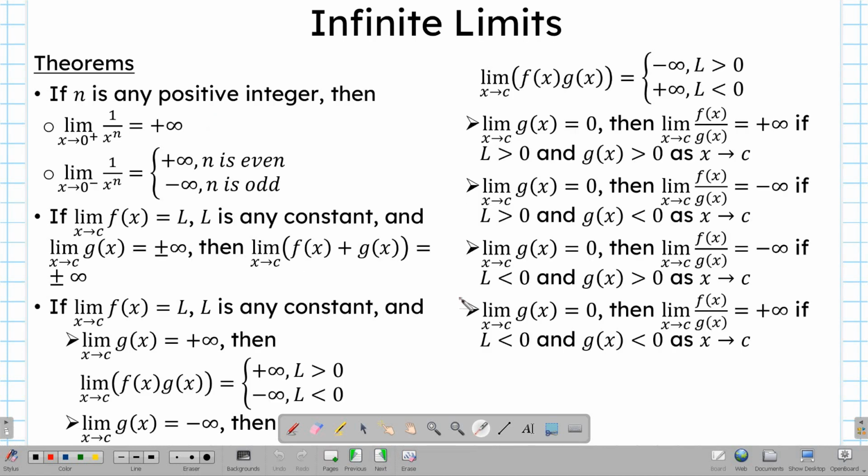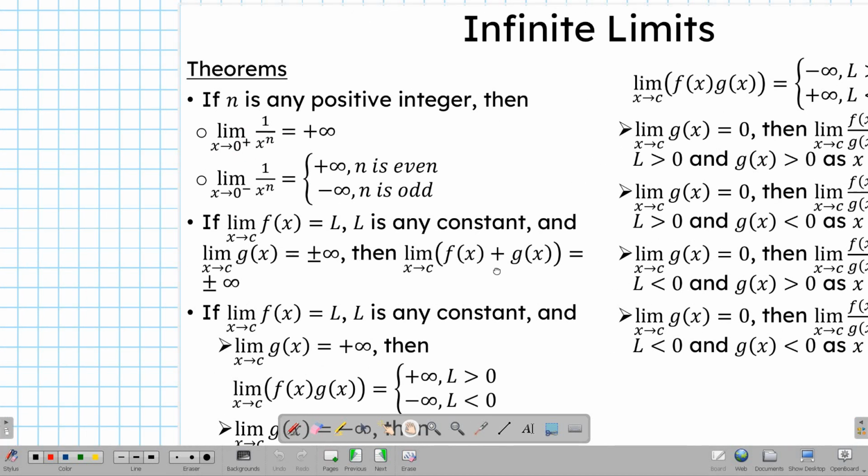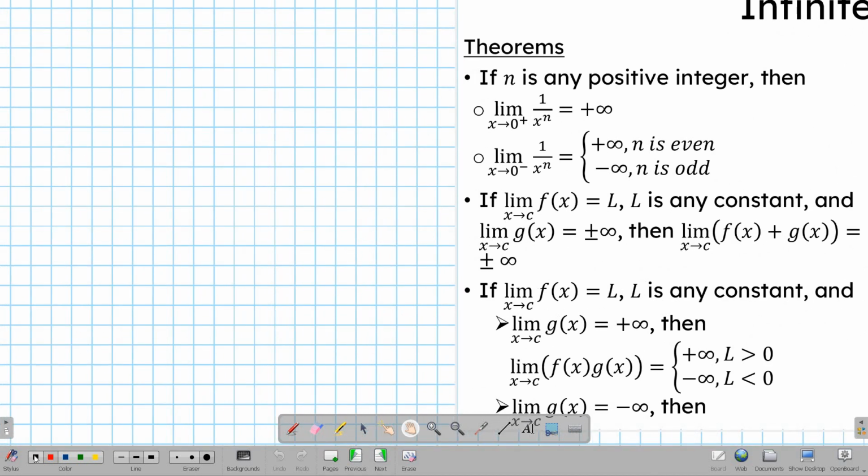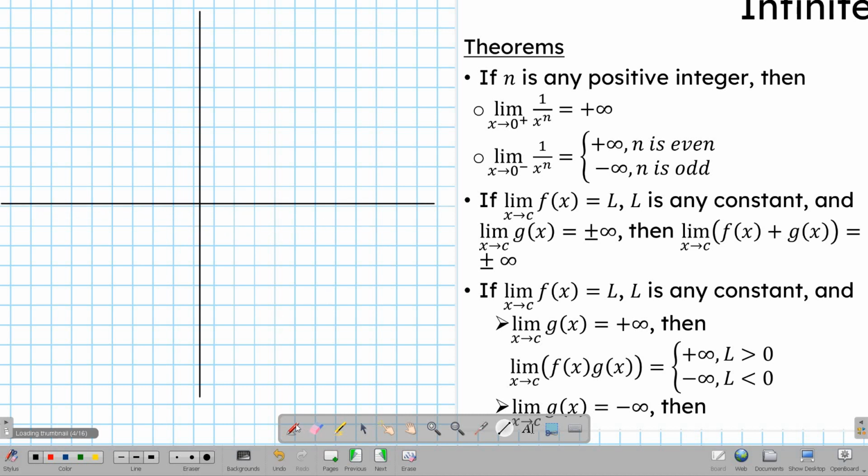We have the following theorem: if n is any positive integer, then the limit of 1 over x raised to n as x approaches 0 from the right is equal to positive infinity. Let's have a graphical representation. Most of the graphs of the function 1 over x raised to n will have this curve.